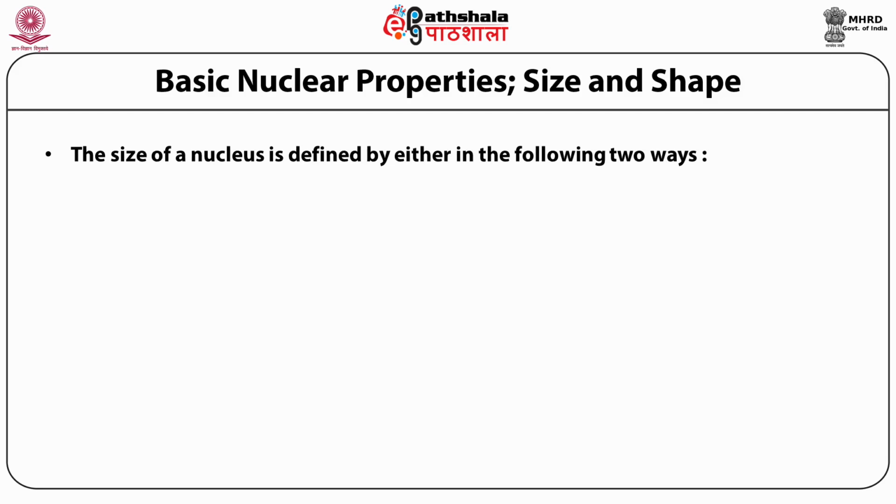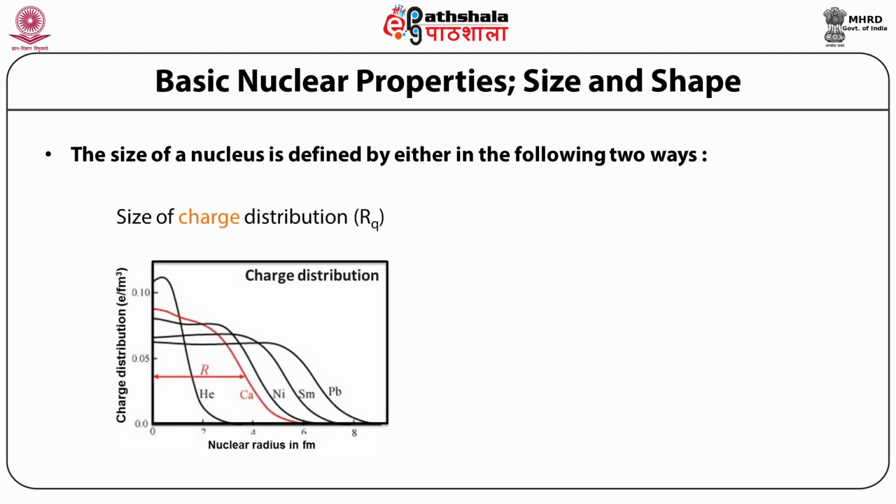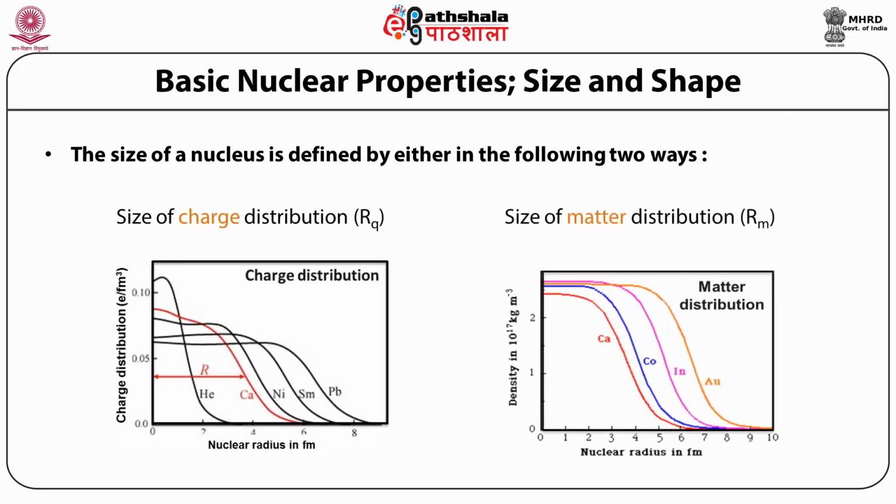If we want to get information about the size of the nucleus, then it can be obtained in two ways. Number one, by the size of the charge distribution, and number two, by the size of the matter distribution. In the two pictures, the one on the left shows the charge distribution density, and the one on the right shows the matter distribution, that is, matter density plotted as a function of distance from the center of the nucleus.